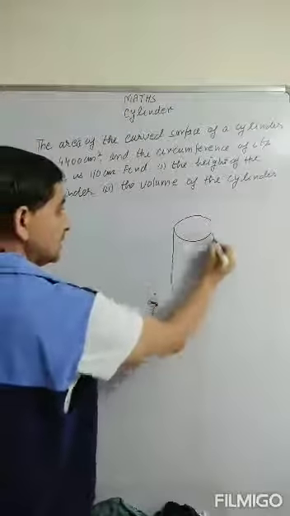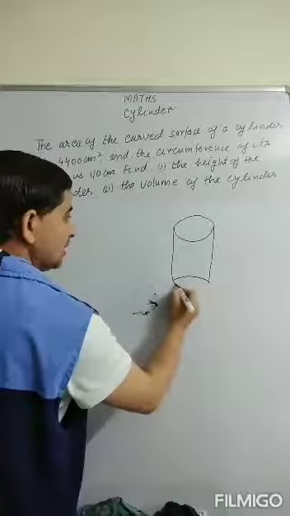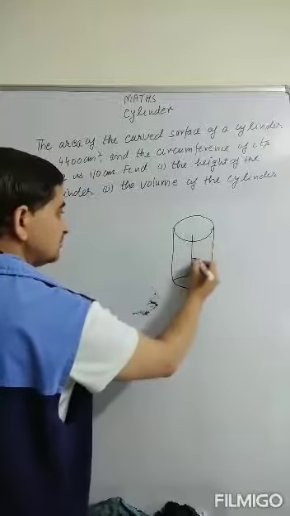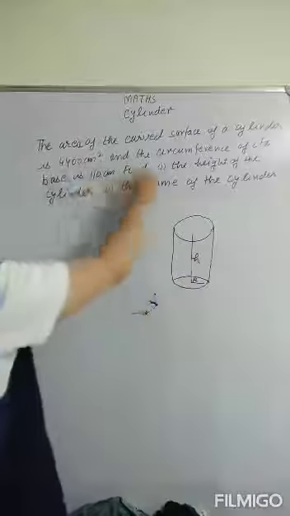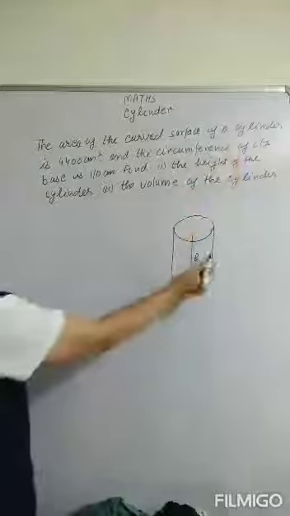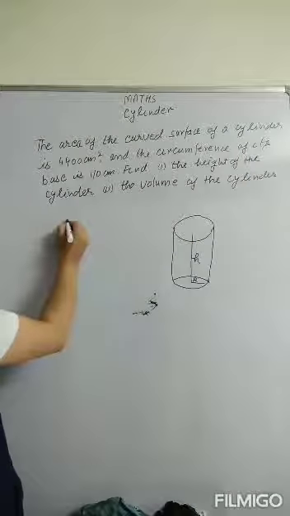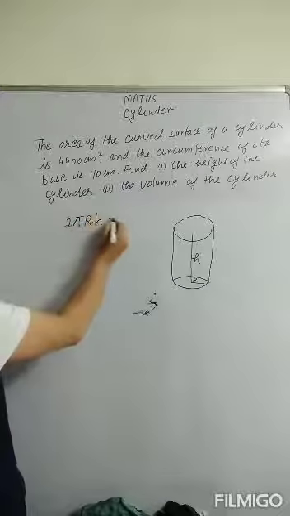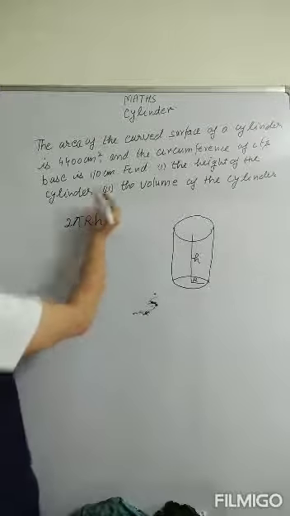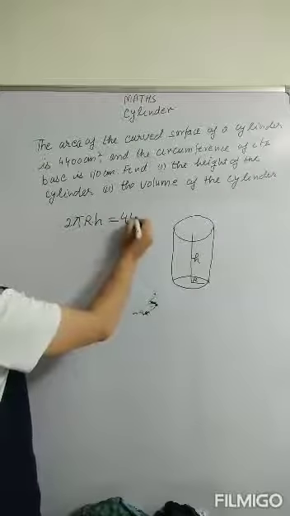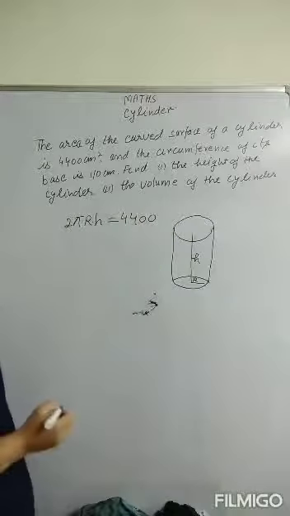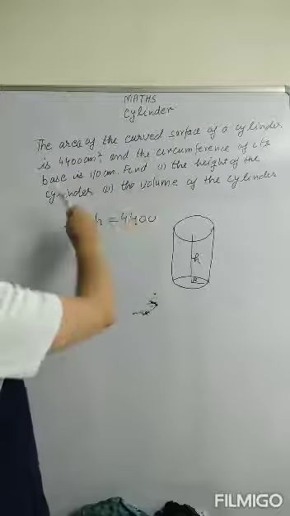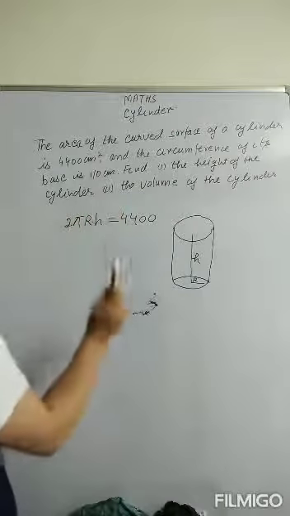right? And with its radius r, and suppose its height is how much? H. So what is given? Its curved surface area. So what is the curved surface area of a cylinder? 2 pi r h. This is the curved surface area and the value of this is given to you, how much? 4400. Got it?